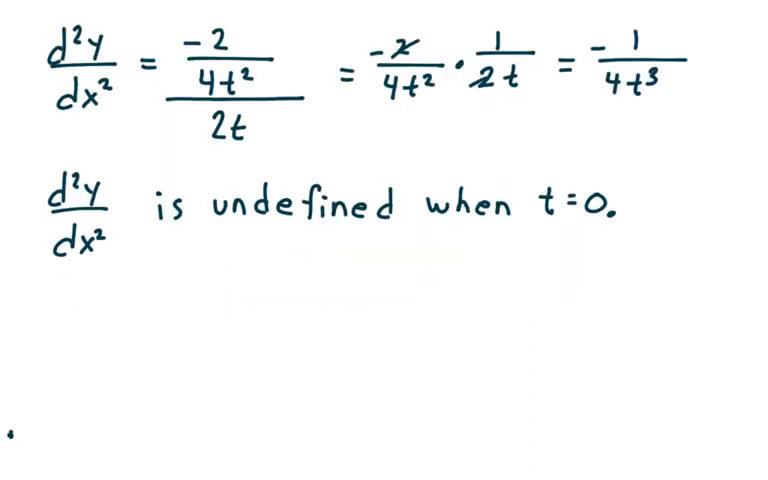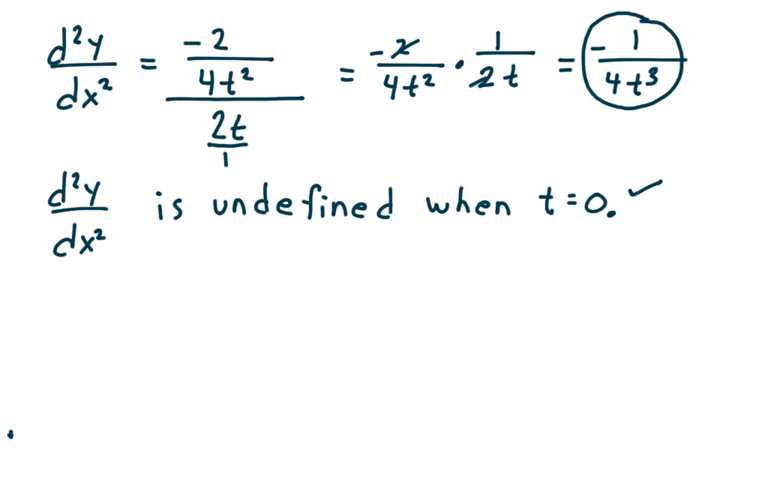If I put it together, it looks like the second derivative of y with respect to x is negative 2 over 4t squared divided by 2t. And you can think about this as 2t over 1. But this is negative 2 over 4t squared times 1 over 2t. The 2's cancel, and we get the second derivative of y with respect to x is negative 1 over 4t raised to the third power. Now, the second derivative of y with respect to x is undefined when t equals 0.